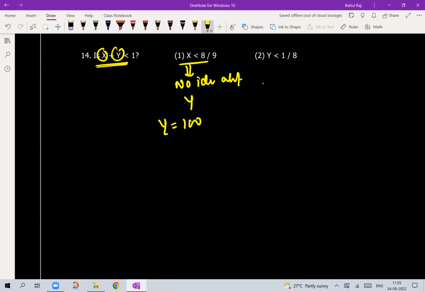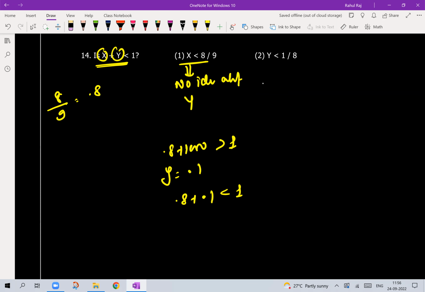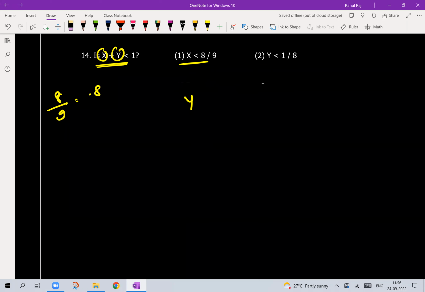Imagine if I take y is equal to 1000 and x is less than 8/9. Let it be whatever value. 8/9 is what? 0.8, I think. So 0.8 plus 1000 is greater than 1. But imagine if I take y is equal to 0.1. In this case, 0.8 plus 0.1 is less than 1. So technically, I have no idea about y from statement number 1. So it is not sufficient. And the same logic goes for statement number 2. No idea about x, not sufficient.